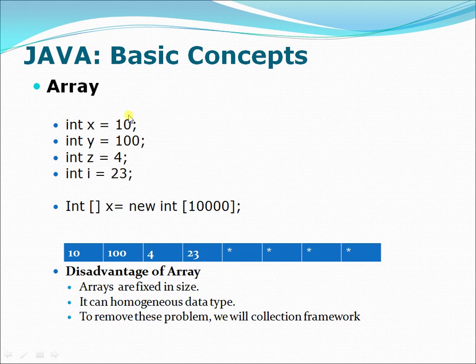Now suppose how many data are there? These are 4 data. And what is the size of the array? 10,000. And how many data am I putting? 4 data. Then how much space is wasted? 9,996. Are you able to understand? So for 4 data, we are wasting 9,996. So is it a good way? Again, not a good way.